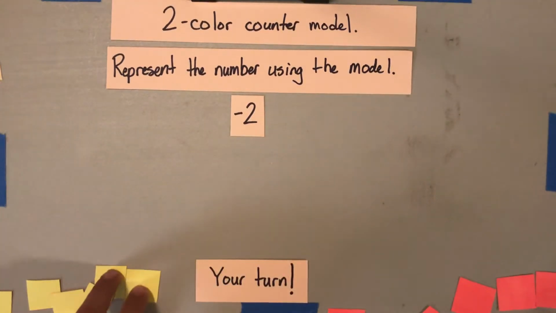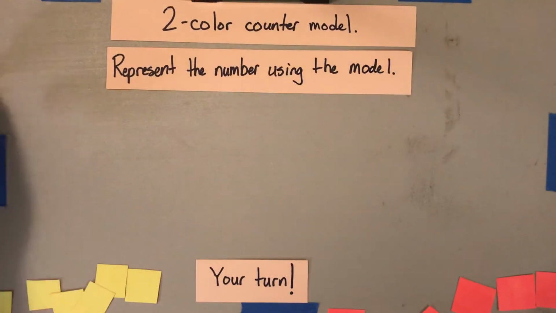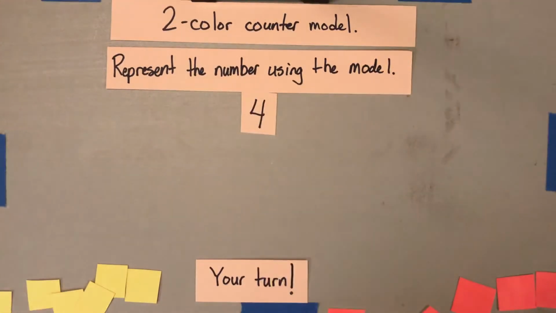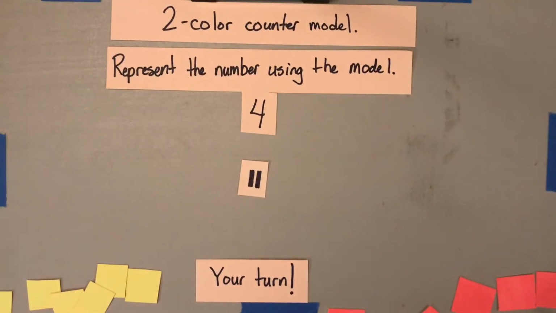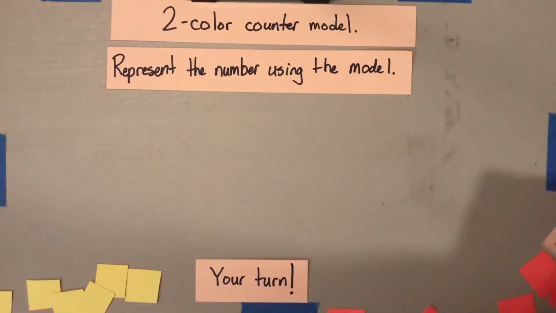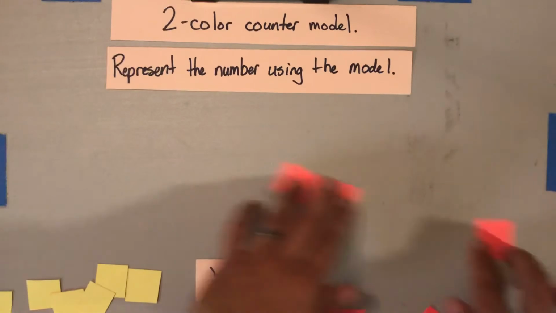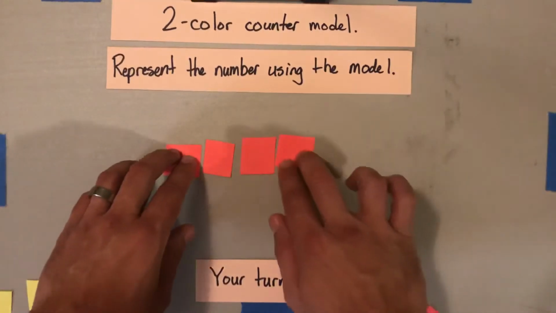Okay. We're going to try another number with two colored counters. Let's see, can you model 4 with two colored counters? Pause it, draw it, come right back. Okay, thank you very much. We should have gotten 4 red counters.